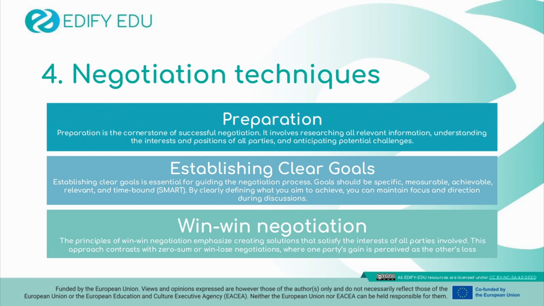Establishing clear goals is essential for guiding the negotiation process. Goals should be specific, measurable, achievable, relevant, and time-bound. By clearly defining what you aim to achieve, you can maintain focus and direction during discussions. Clear goals also help in prioritizing issues and determining what concessions can be made.